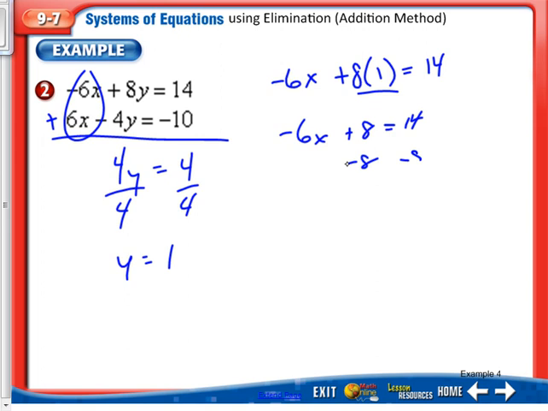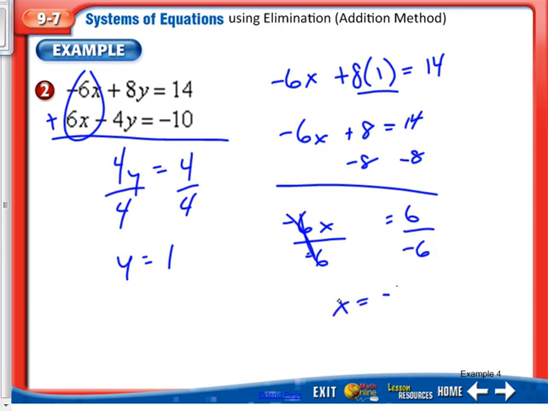Subtract your 8 on both sides. Again, negative 6x is equal to 6. And then divide by negative 6 on both sides. So the negatives cancel, the 6's cancel, x is equal to negative 1. So we have a solution of negative 1, 1, and that is where these two lines will intersect if you were going to graph them.